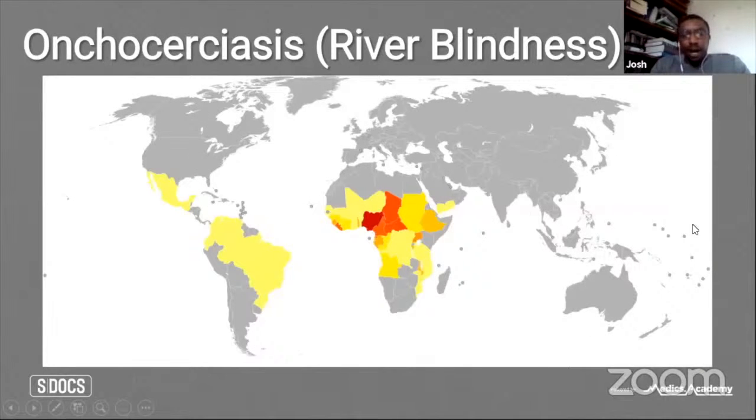This image shows areas where onchocerciasis is still endemic. The more red the country, the higher the prevalence of onchocerciasis. You can see that it's affecting sub-Saharan Africa, in particular Nigeria, also some of the northern countries in South America. It's affecting Mexico as well. It's affecting Yemen. So quite widespread, and of course not something that we're seeing in the UK.